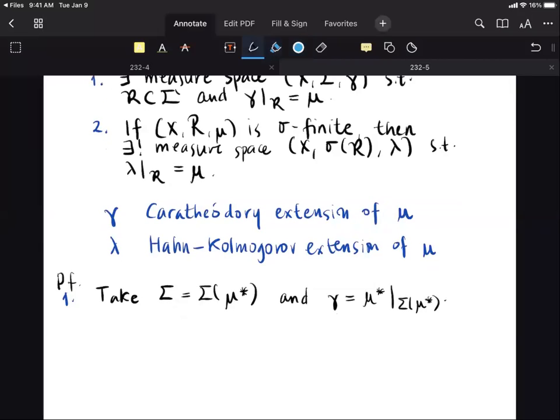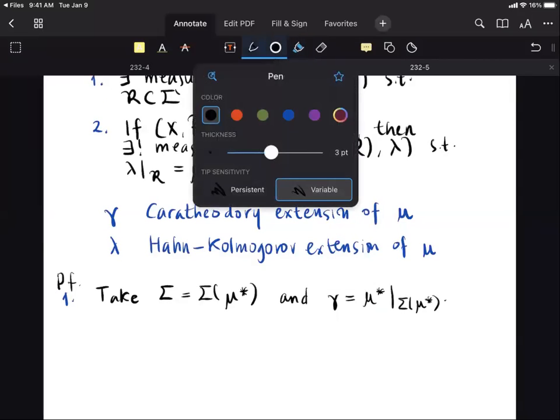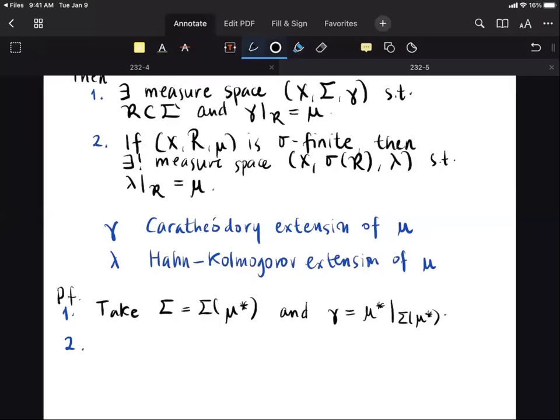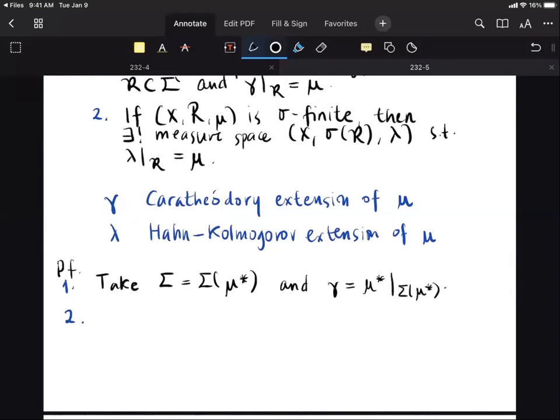Okay. How about the second part? The second part, well, first, take note that R, the ring, okay. But before that, let us apply.